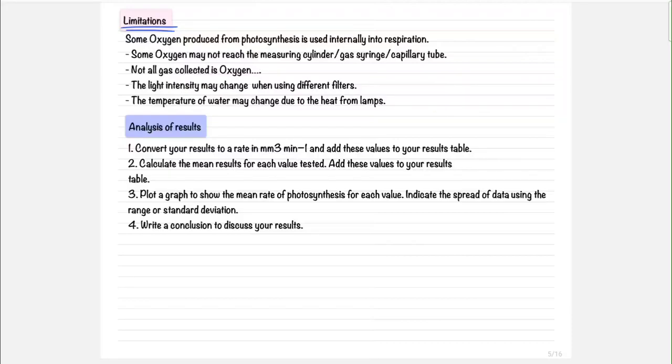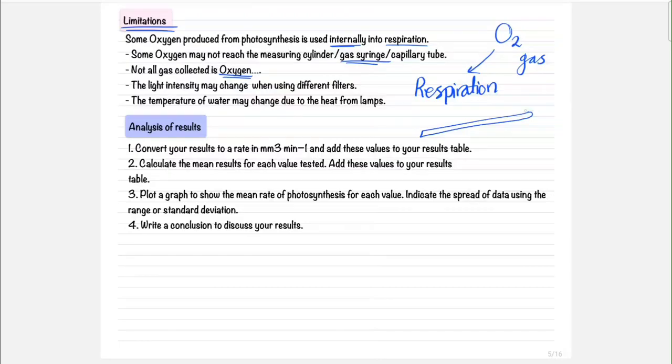For the limitations, of course, we're producing our dependent variable, which is oxygen. This oxygen might actually be used in respiration, and that's a normal thing. It's a gas. That same gas might already be used internally in respiration instead of being produced outside to be measured in a gas syringe. And some oxygen may not reach the gas syringe. This is the same thing. Not all gas collected is oxygen. Yeah, we measure oxygen, but we just know that some of the other gases may be different from oxygen, and this might cause a limitation.